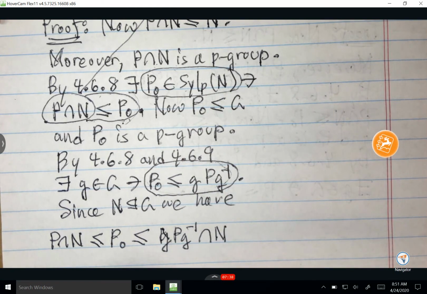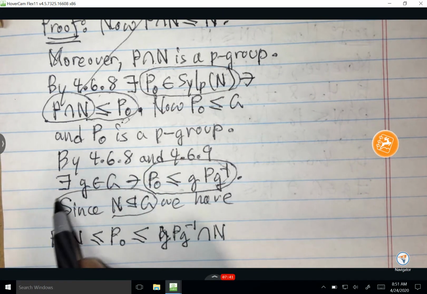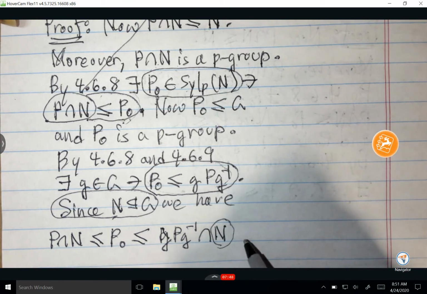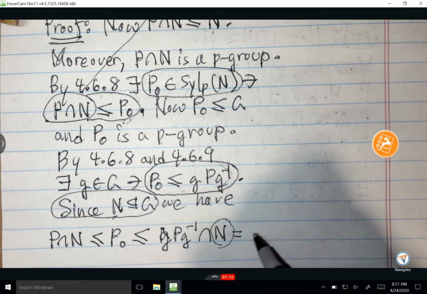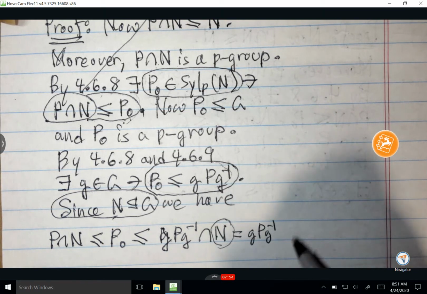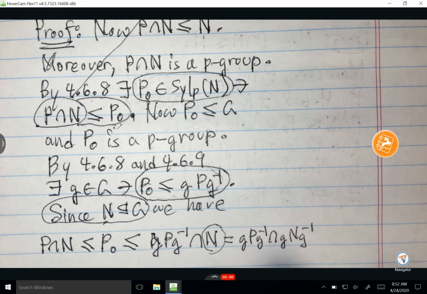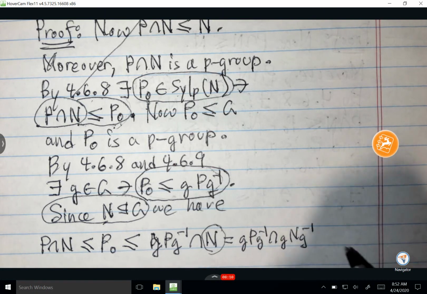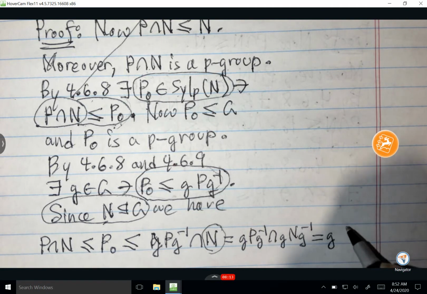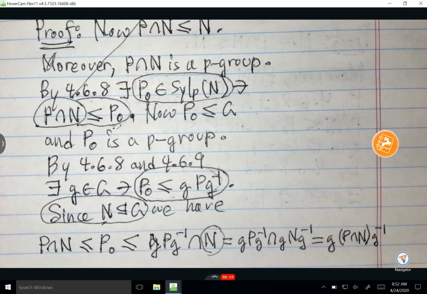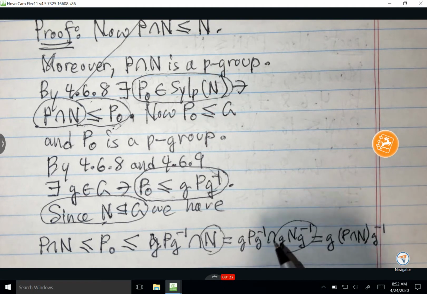Okay? But since N is normal, this N is N conjugated by P. Okay? So that's equal to G P G inverse intersect G N G inverse. Okay? But by a previous homework problem, I think it was number 2, that's equal to, you can bring the conjugate out. So that's equal to this. Okay? So these are the same because N is normal.